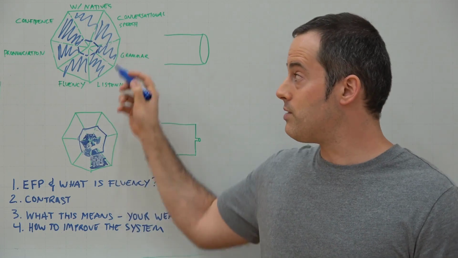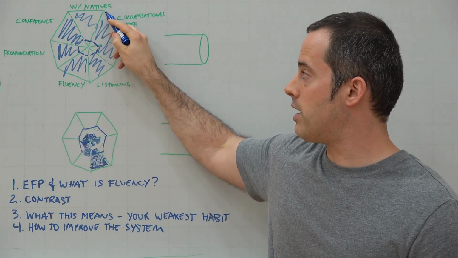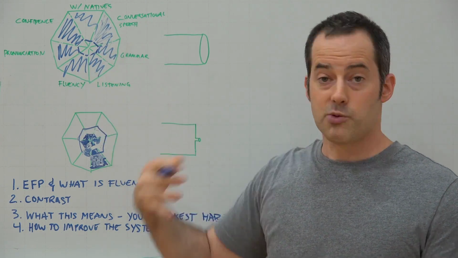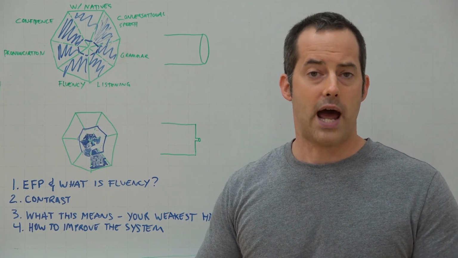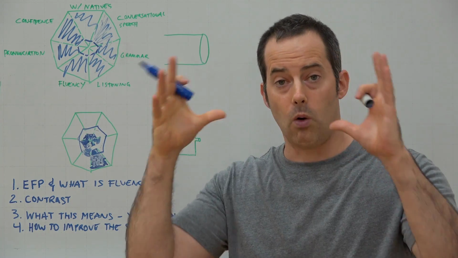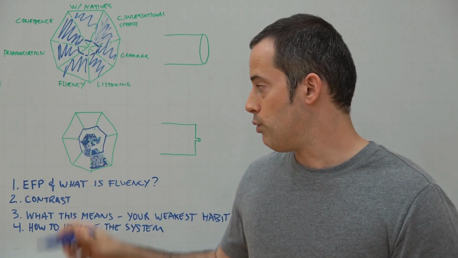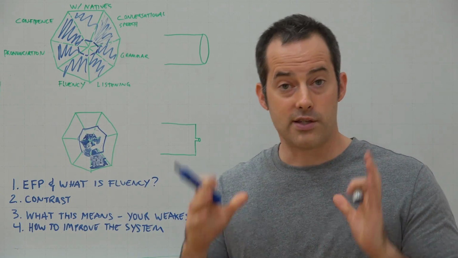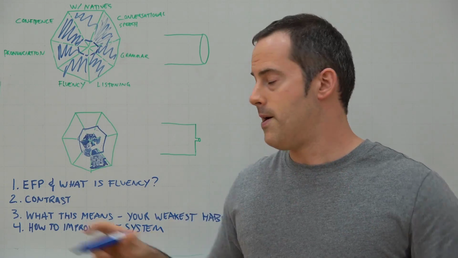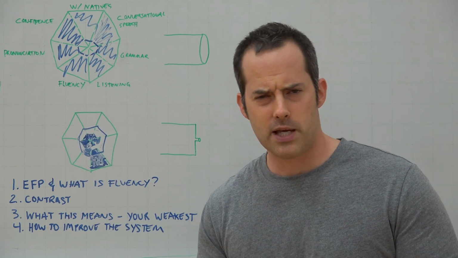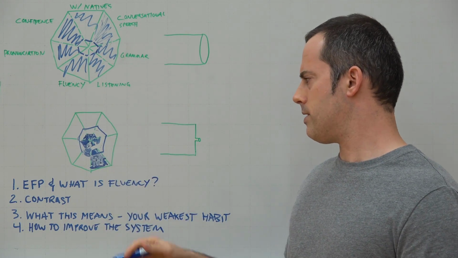Remember that fluency is a collection of habits, and if you just try to improve one of them, especially if it's something you're already good at, you're not going to notice any improvement in your overall fluency. And again, the reason is because you're not focused on the thing that's going to give you the most improvement, and that's your weakest habit. Does that make sense? So hopefully this does.